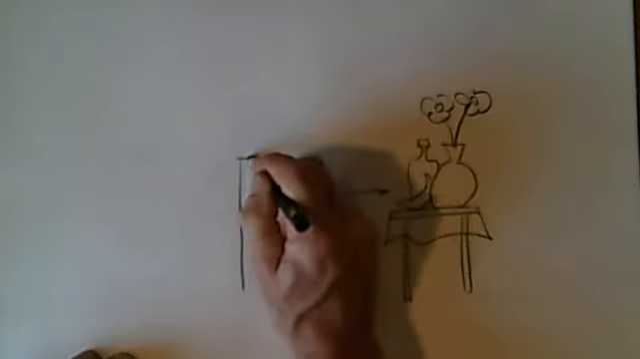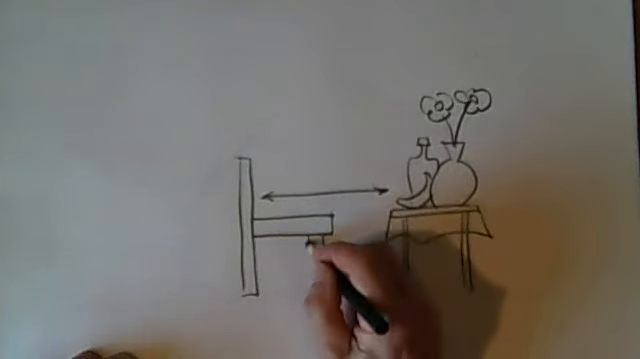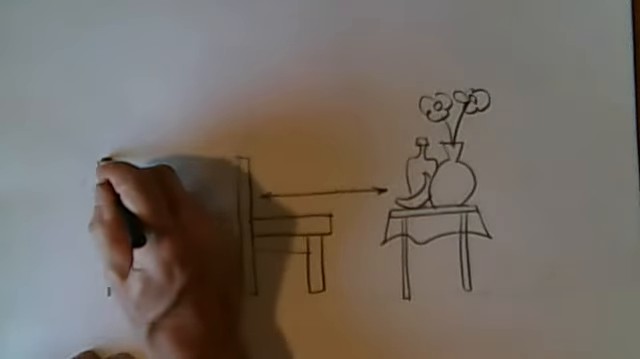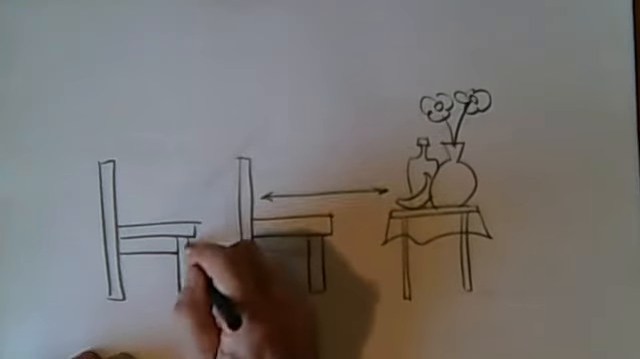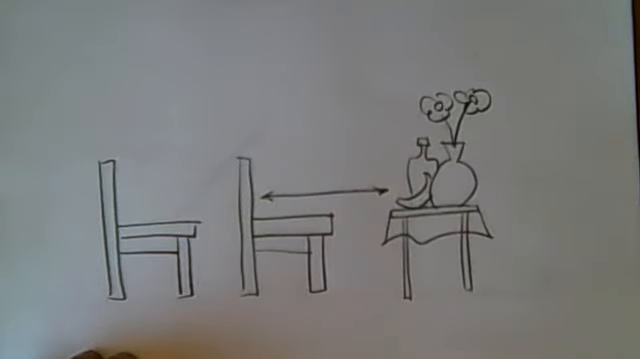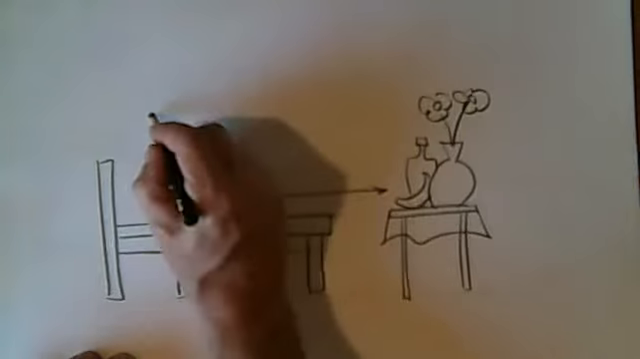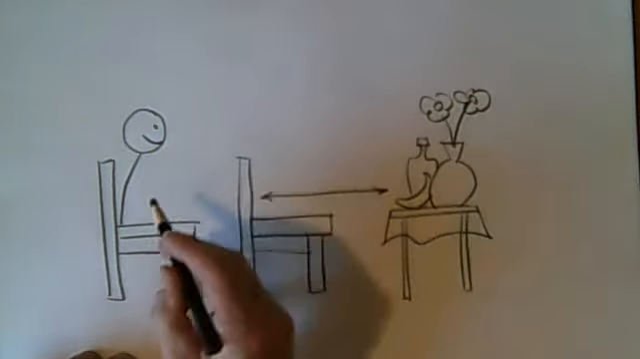chairs. One chair like this, and another chair like this. One right behind the other. This chair is for propping, and this chair is for sitting and drawing. So, you'll be sitting in this chair and getting comfortable.